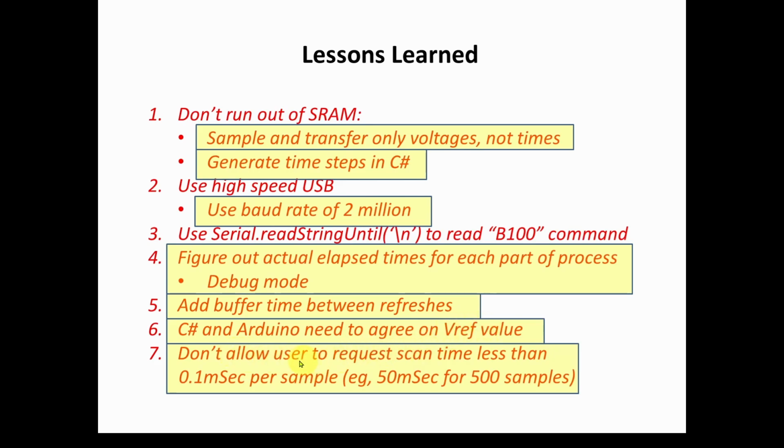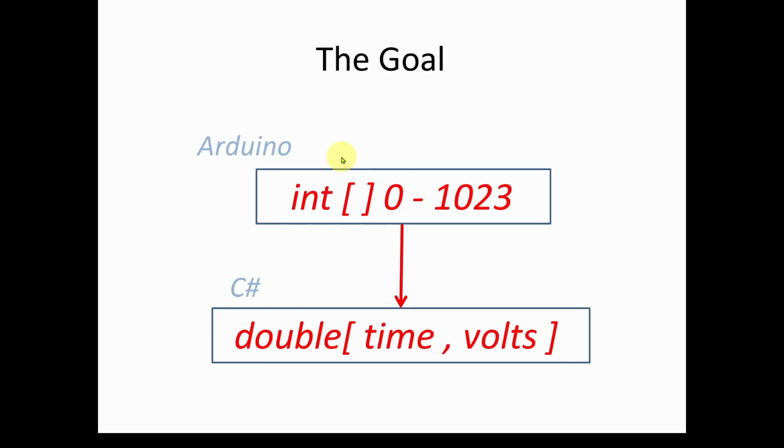And then, this is very important, we're going to make sure that we don't allow the user to request a scan time that's less than the time it takes to process the samples. Because we said that in the default configuration of the Arduino, it takes about 0.1 millisecond to do a sample. So for 500 samples, it's going to take 50 milliseconds. So we don't want to request a scan time like 10 milliseconds, because it's going to take a lot longer than that to process all the samples. So we've got to be wary of that when we write our C# application. These are the things we need to remember when we're writing the application.